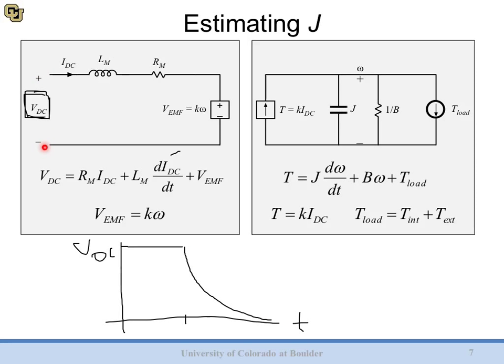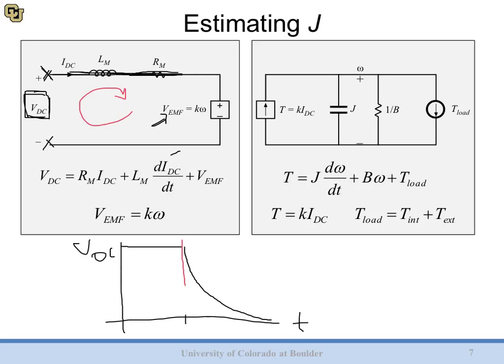Now, what does that do for us? Well, if we've open circuited this, we no longer have a loop for current to flow in, which means IDC is 0, right? We've open circuited this, so at this point, right here where we turn off, IDC is now 0. Because IDC is 0, we can ignore RM. In fact, we'll ignore this as well, which means VDC is now going to be equal to EMF.